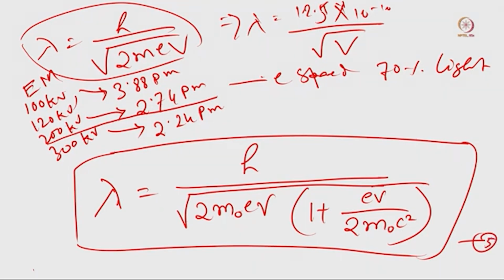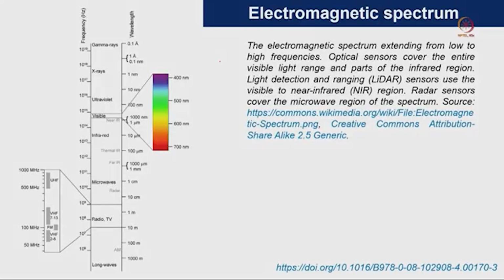So now you know that the electron beam is always coming in the picometer range. So if I just go back, definitely electrons will come somewhere in this particular region between X-ray and gamma ray.